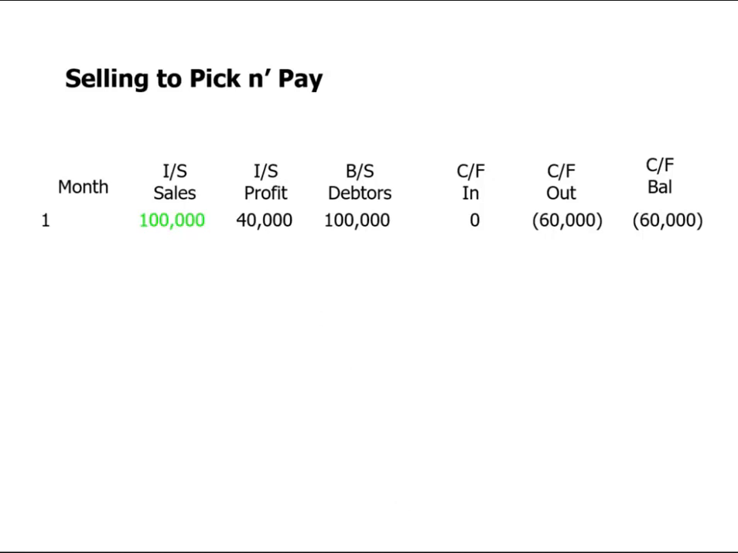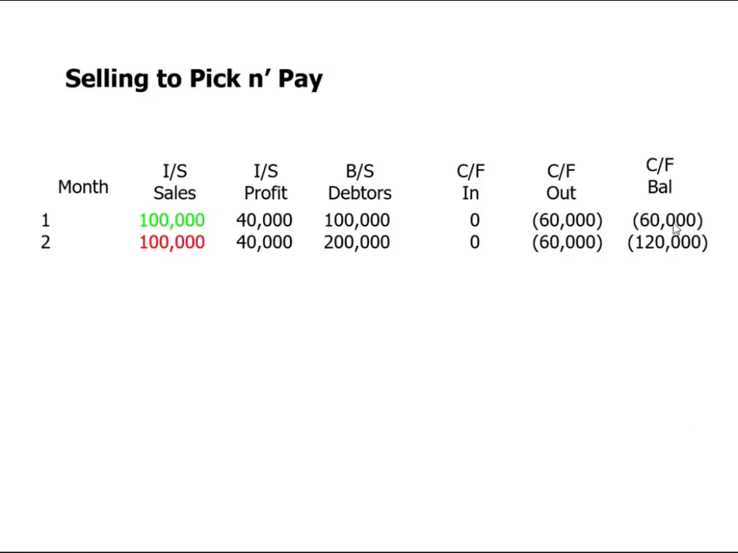So let's move on to month number 2, and we do another 100,000 rands worth of sales to our customer. We make this profit of 40,000, and therefore our debtors now increases to 200,000. We still haven't been paid by our customer, so our cash in is 0, and then we pay our suppliers, so we have a cash out, and now our cash balance is negative 120,000.